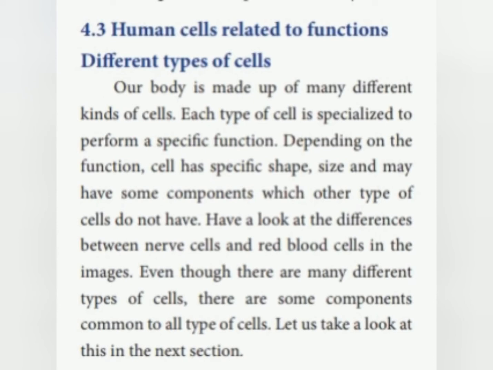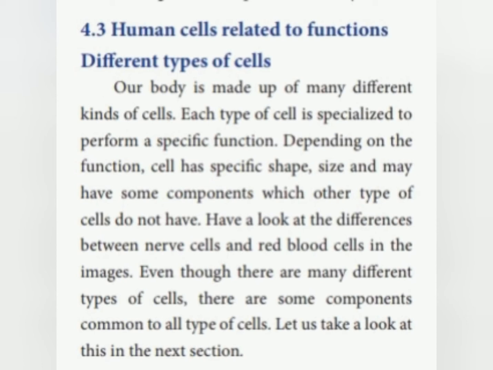Next, human cells related to functions. First, different types of cells. Our body is made up of many different kinds of cells. Each type of cell is specialized to perform a specific function.